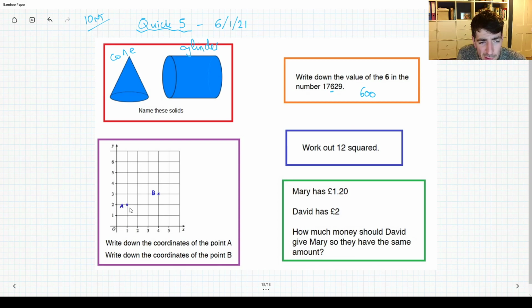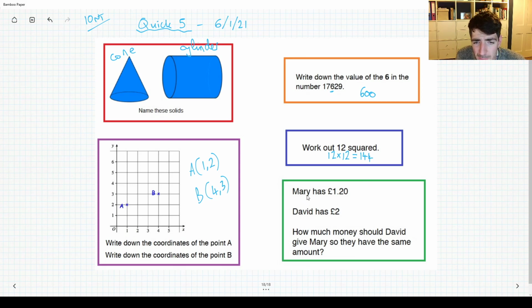Over here, write down the coordinates of the point A. So if we go along the corridor and up the stairs, we can see that A is 1, 2, and B is 4, 3. Hopefully you got those the right way round. 12 squared, well that's 12 times 12, which is 144.